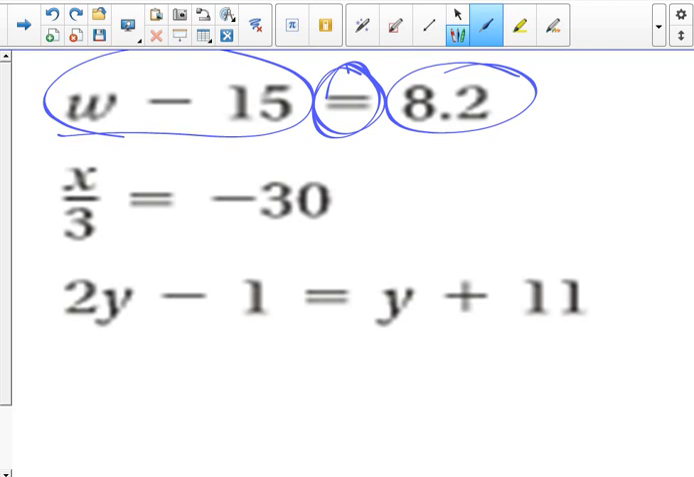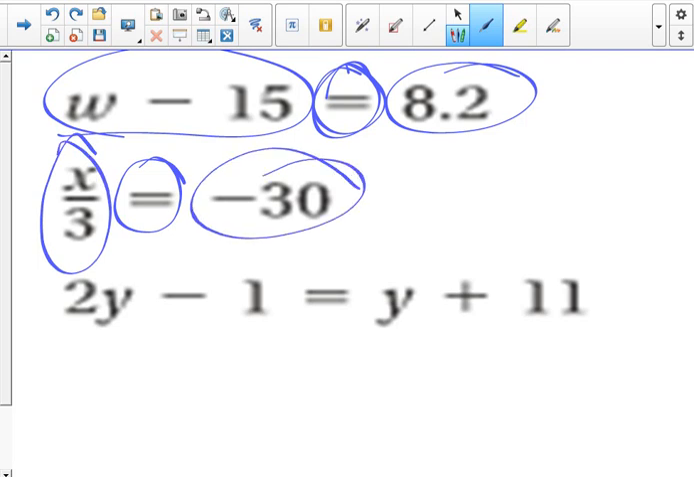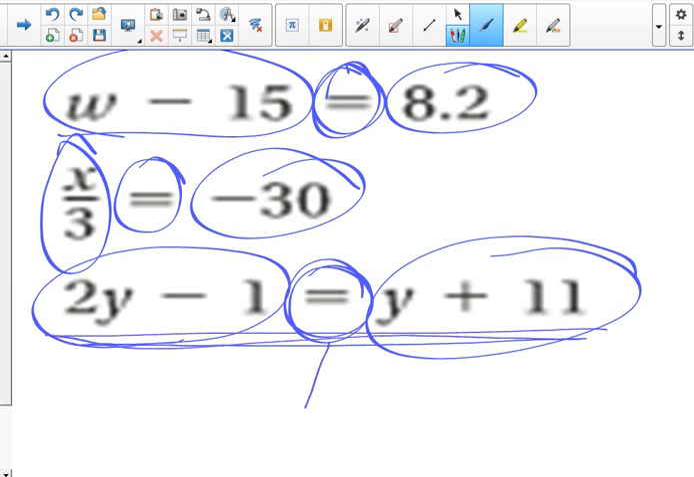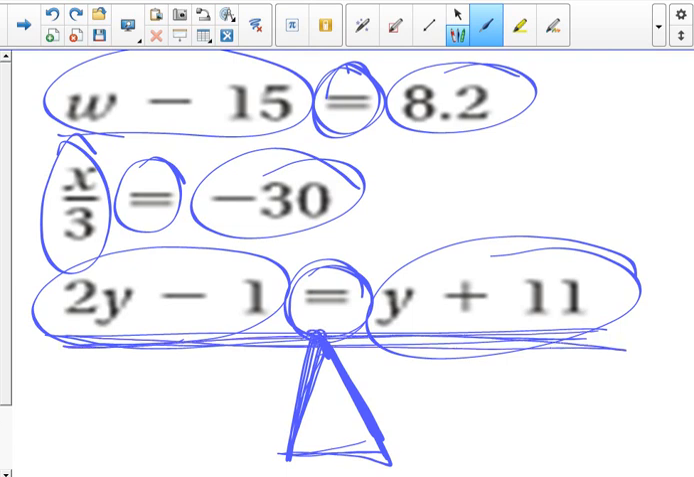All right, so on this equation, we've got an equal sign here, and we've got x over 3 is equal to 30. And our equal sign here is there. That means that this side, 2y minus 1, is equal to y plus 11. So just picture that pivot, the fulcrum, sorry, and the board. So right now they're totally equal. And whatever you do to one side of these, you have to do to the other to keep it equal.